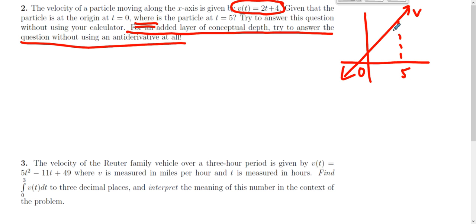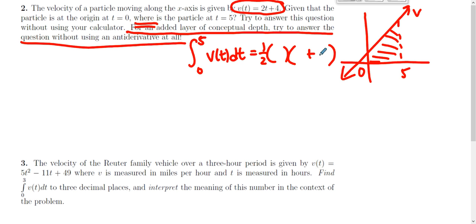From 0 to 5, this integral is just the area of a trapezoid. The area of a trapezoid, the integral from 0 to 5 of the velocity function, is just the area of a trapezoid. 1/2 height, sum of the bases. The height happens to be 5, and the sum of the bases happens to be the sum of the velocity here and the velocity here. Velocity at 0, velocity at 5. And so this turns out to be 45. So the integral from 0 to 5 of the velocity function dt is 45.